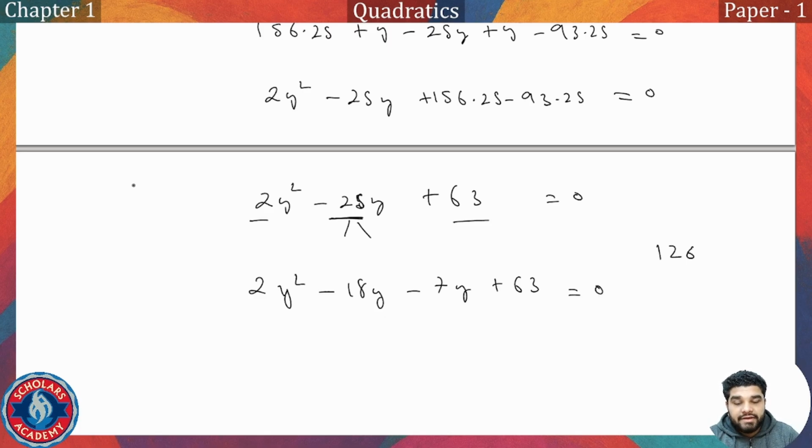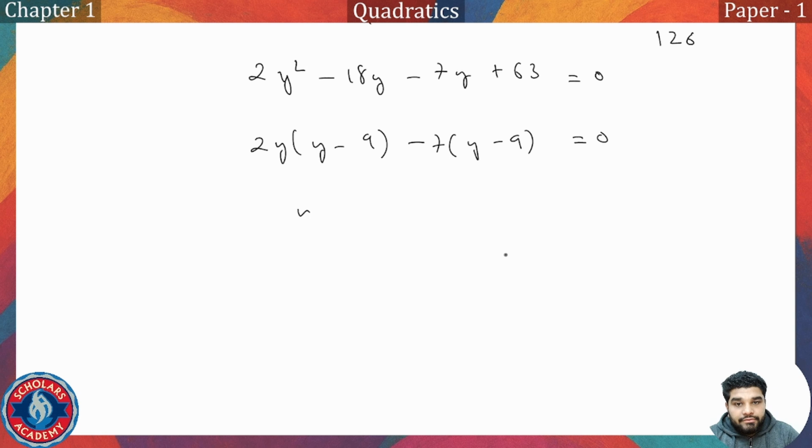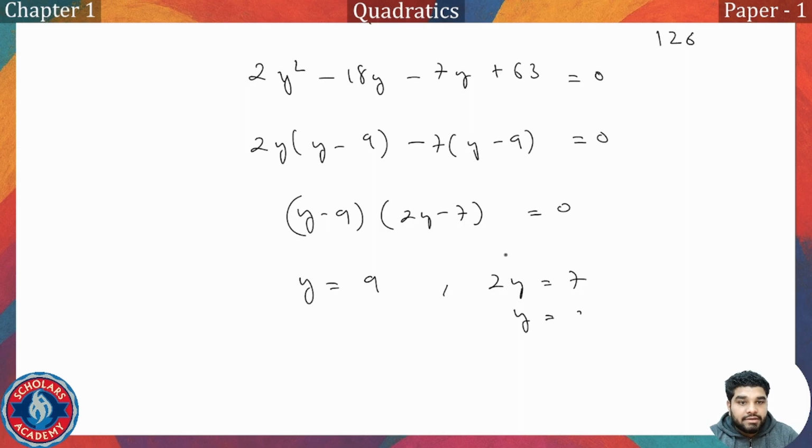So simplifying it, I get 2y common, y minus 9, and minus 7 common, y minus 9 is equal to 0. So from these I get y minus 9 and 2y minus 7 is equal to 0. From here I get y is equal to 9 and 2y is equal to 7, y is equal to 3.5. So either y is 3.5 or y is 9.